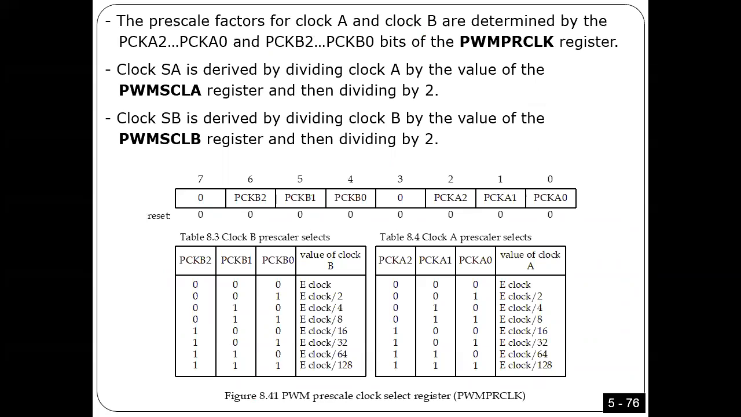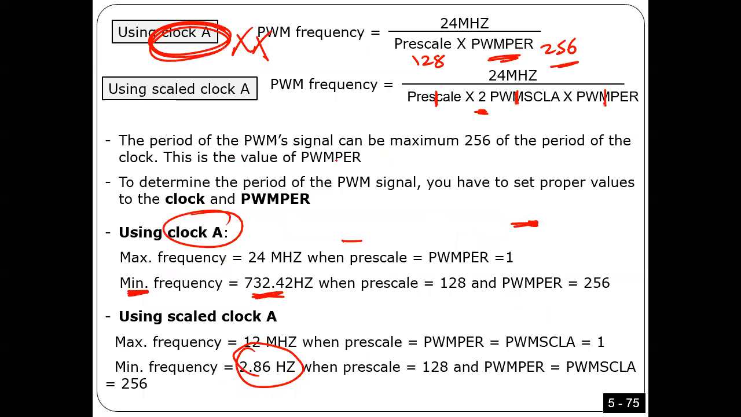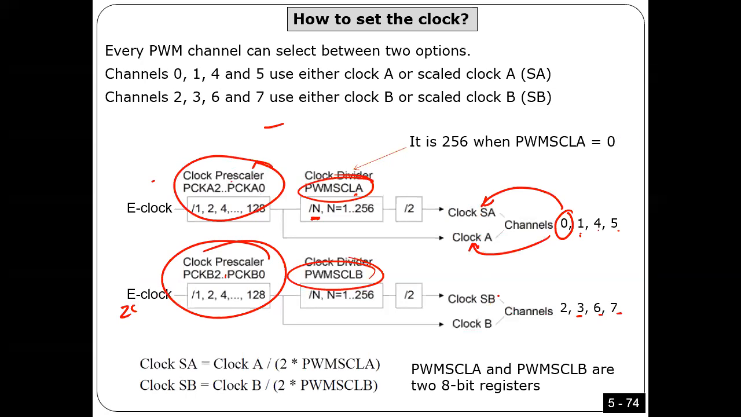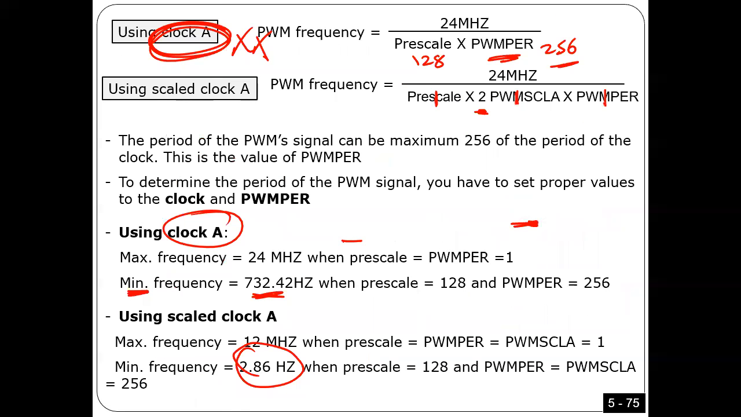In the first question, we have this register. This is the name of the register here. In this register, we have 3 bits for one prescale. We have 3 bits for the other prescale because I told you we have clock A and clock B. For every clock, we have 2 types. So actually, we have 4. We have 2, we call them A and scaled A. We have another 2, B and scaled B. These 2 are used for 4 channels, and these are used for the other 4 channels.